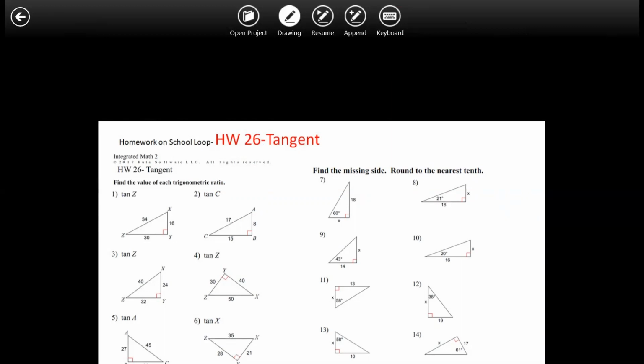You show your work on paper. Once you write your answers on a piece of paper, you're done, right? However way you're getting that information.